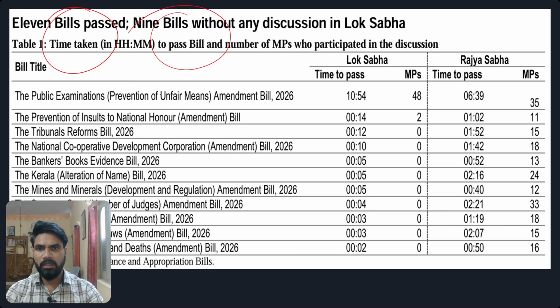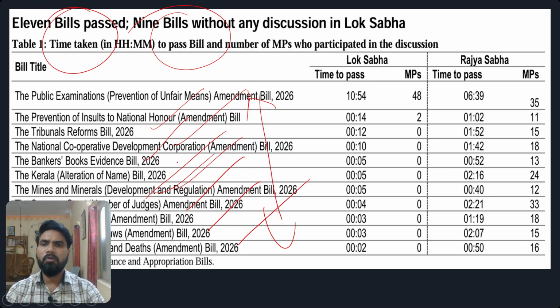You can go and look at the names of the bills: the Tribunal Reforms Bill, the National Cooperative Development Corporation Amendment Bill, the Bankers Books Evidence Bill, the Kerala Alteration of Law. Of course, this is not that important; there is already an ordinance, and just a bill has been passed to make that ordinance official. The Mines and Minerals Amendment Bill 2026, like that, several bills were passed without any discussion in Lok Sabha.